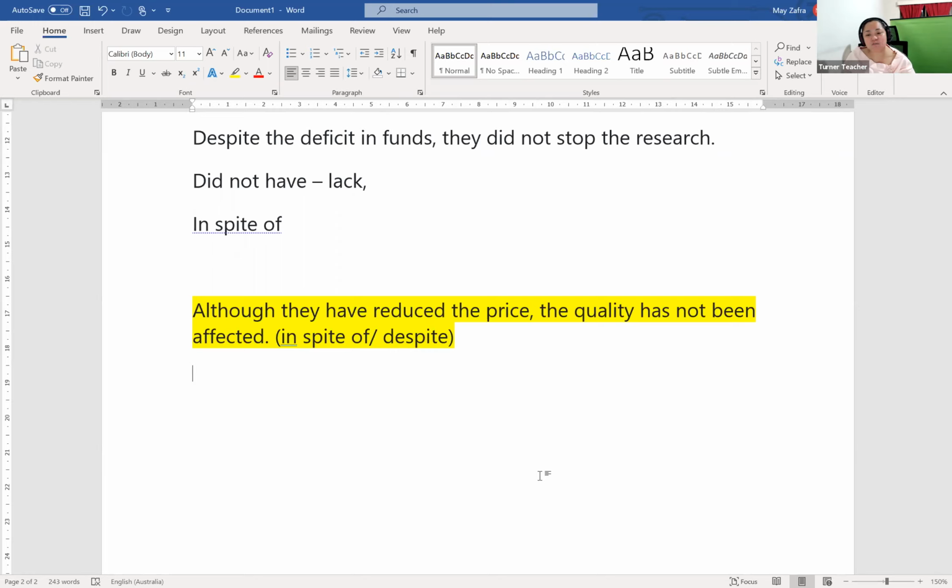Despite the diminishing of price. Diminishing here is a gerund, Jason. It's not an adjective. Oh, okay. So I can say diminished of price, instead of "ing"? Diminished. Yes, that is possible. Diminished price, the quality is still retained. Yeah, diminished is an adjective. Correct.